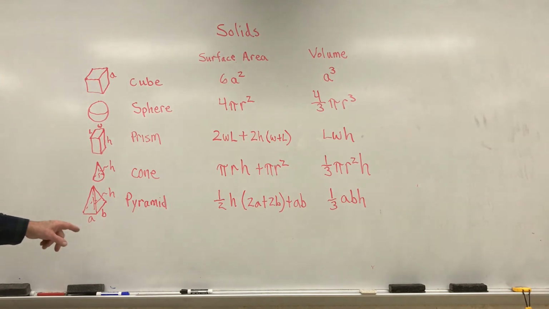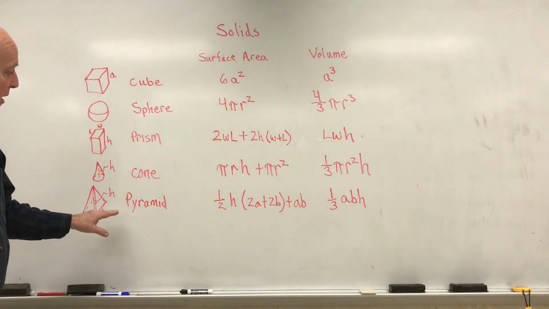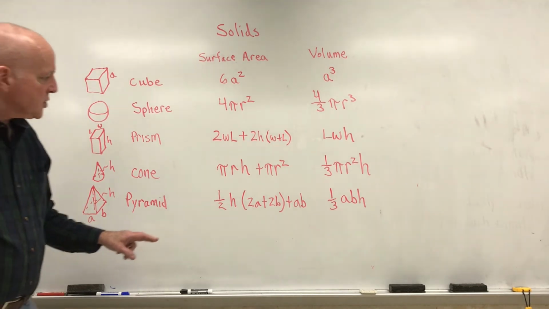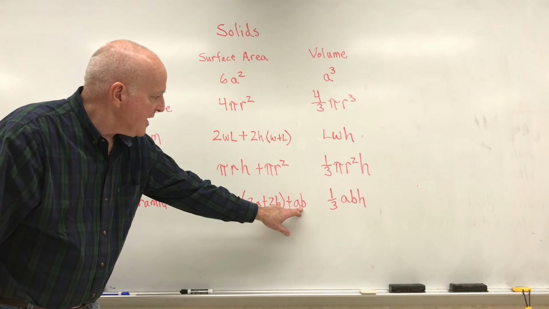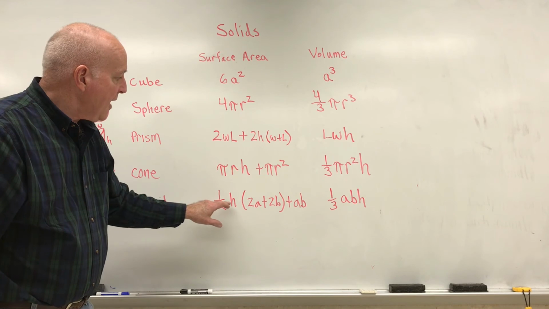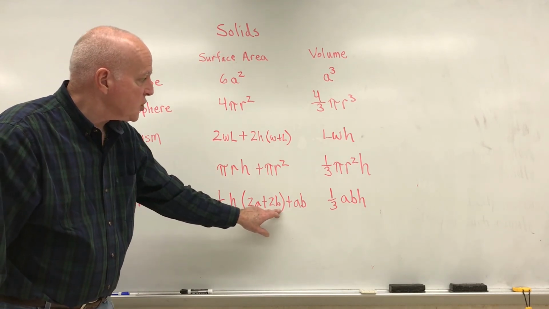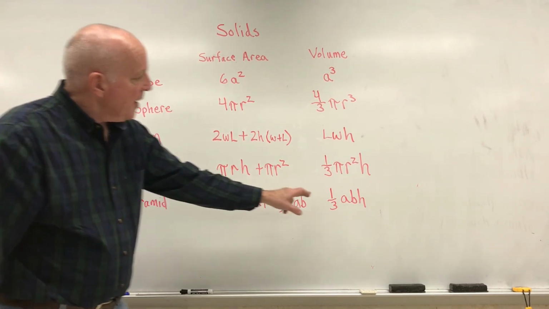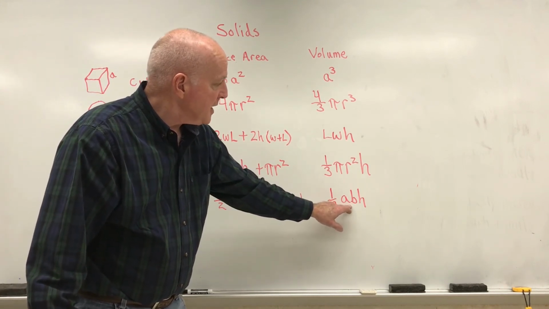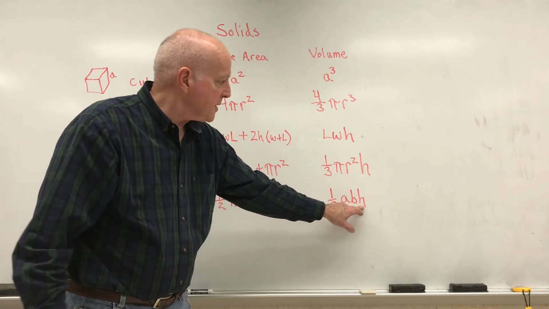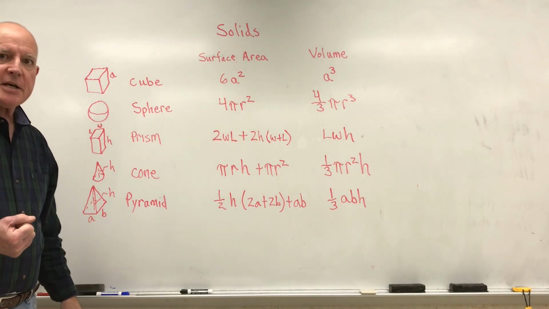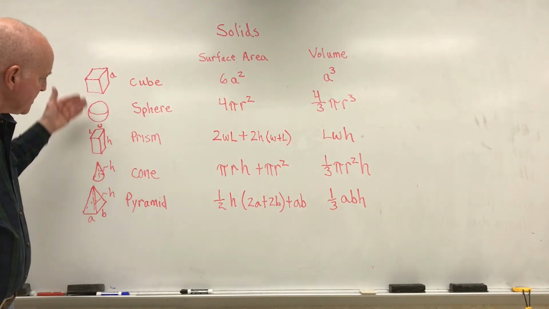For the pyramid, we're going to have the area of this pyramid comprised of the base plus 4 triangles. So the base is a times b. The 4 triangles are 1/2 h times 2a plus 2b. And the volume of that pyramid is 1/3 the base, a times b, times h, how tall the pyramid is. Once again, review these. You're expected for the CAASSP test to know how to do these shapes at the very least.